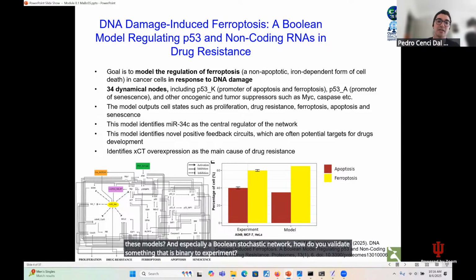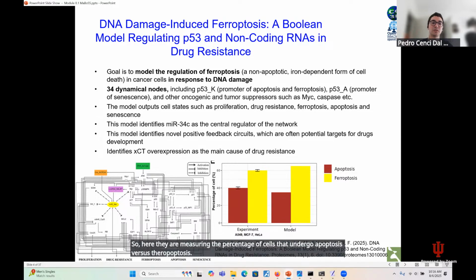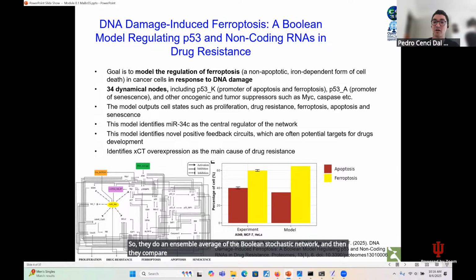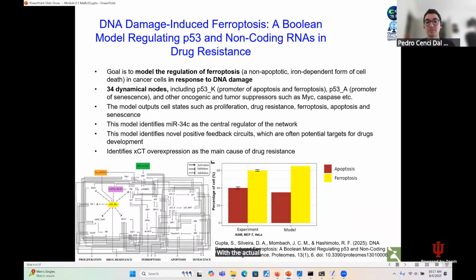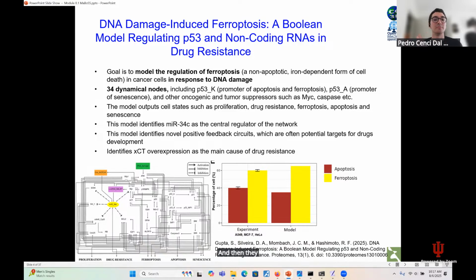So here they are measuring the percentage of cells that undergo apoptosis versus ferroptosis. So they do an ensemble average of the Boolean stochastic network, and then they compare the ratios of certain states with the actual measurements from experiments. So in the experiment, they will measure the percentage of cells undergoing apoptosis versus ferroptosis, and then they calibrate their model to achieve the same ratio.